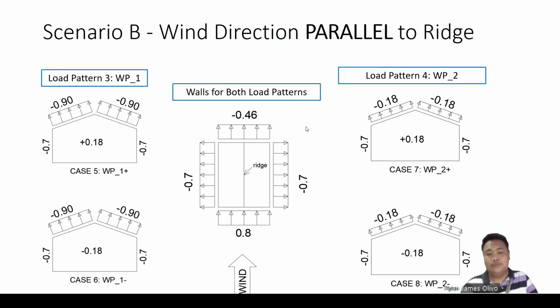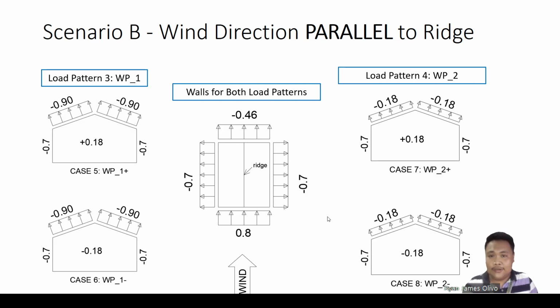So I assume that for this load case or scenario, parallel to the ridge, there is no door failure and the doors are closed. Therefore, the enclosure classification of this is enclosed, and that is why plus and minus 0.18. So the coefficients here, we have discussed how we did this.